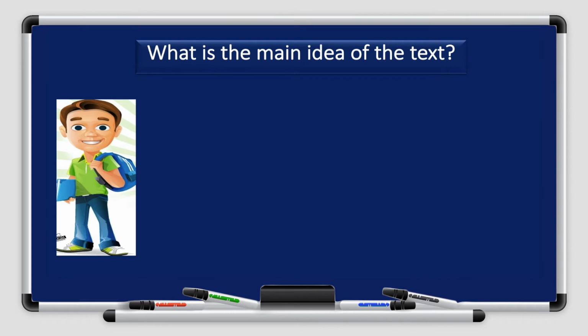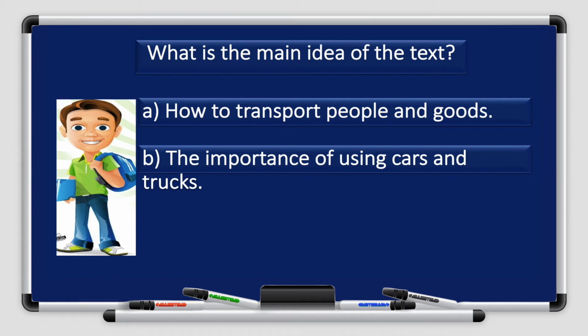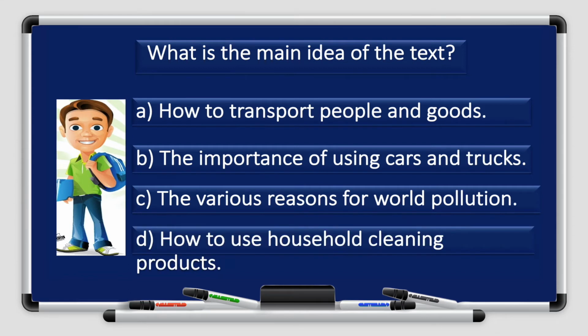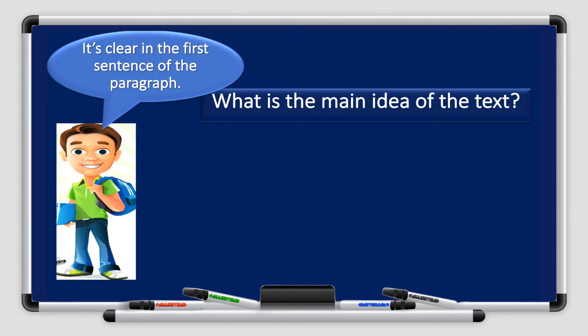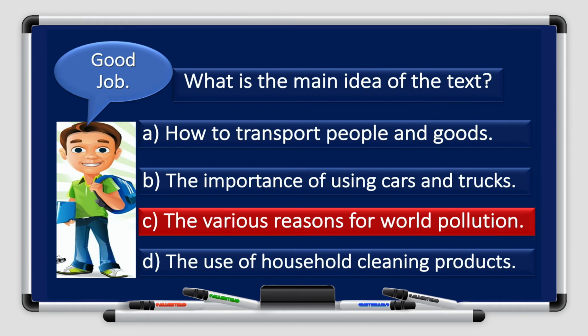What is the main idea of the text? We read the 3 paragraphs, the first sentences of each paragraph. What is the main idea of this text? How to transport people and goods, the importance of using cars and trucks, the various reasons for world pollution, how to use household cleaning products. It's clear in the first sentence of the paragraph. The main idea is, as it is shown here, it is a fact that pollution arises because of the harm we cause to the environment. So the answer to this question is C, the various reasons for world pollution.